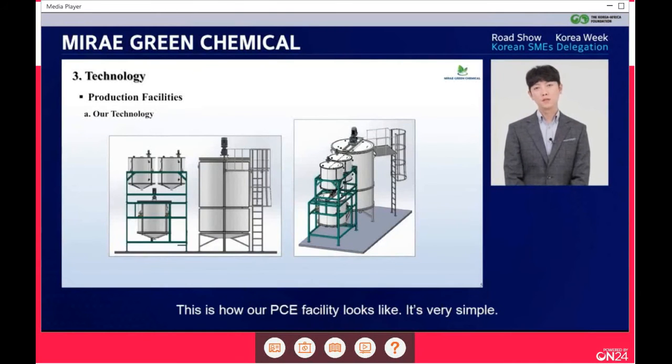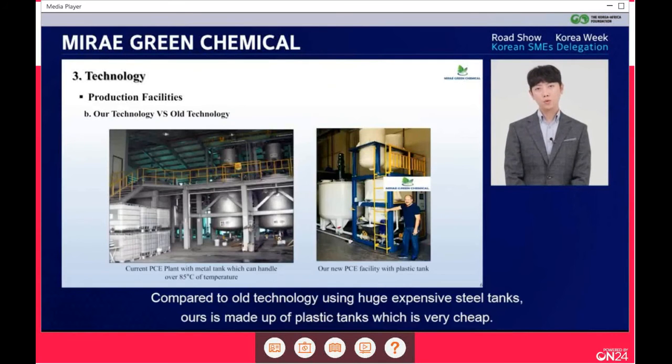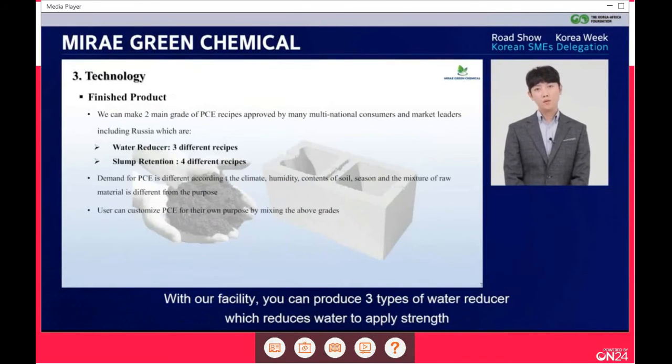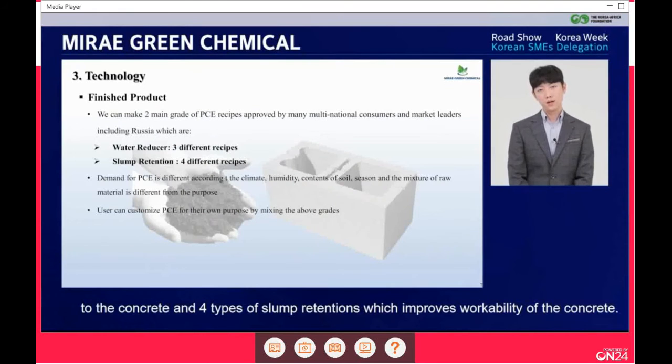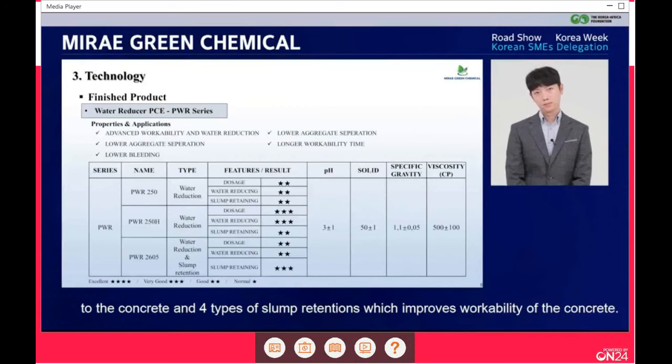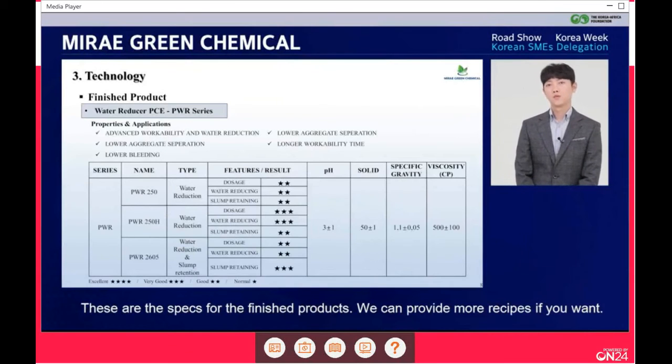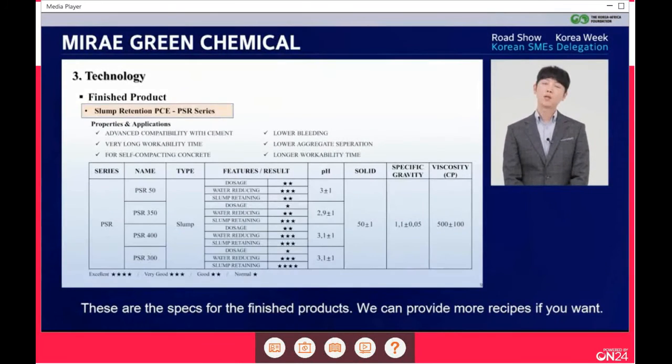This is how our PCE facility looks like. It's very simple. And compared to old technology using huge expensive steel tanks, ours is made up of plastic tanks, which is very cheap. With our facility, you can produce 3 types of water reducer, which reduces water to apply strength to the concrete, and 4 types of slump retention, which improves workability of the concrete. These are the specs for the finished products, and we can provide more recipes if you want.